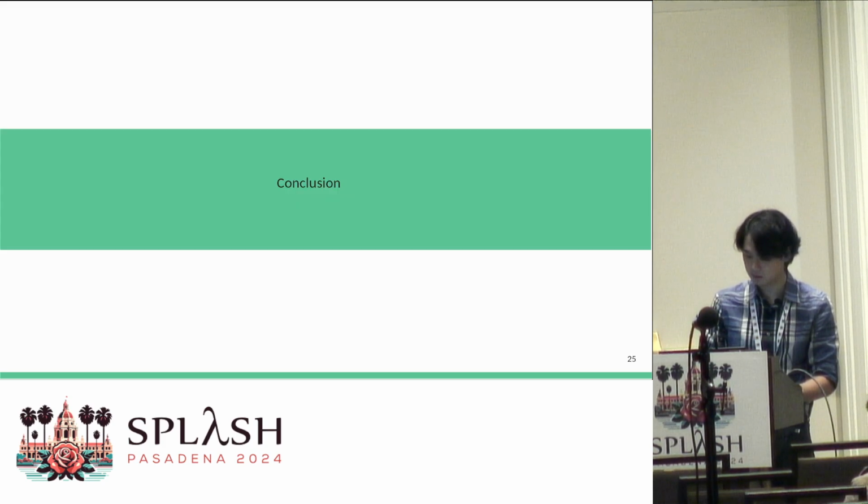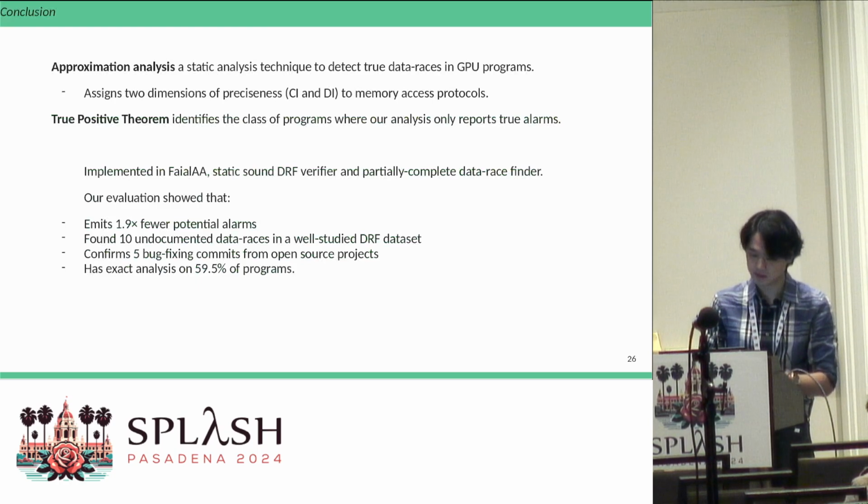So to conclude, I presented an approximation analysis, which is a static technique to detect true data races in GPU programs. It uses two dimensions of preciseness, CIDI. We established a true positives theorem, which identifies the class of programs where our analysis reports only true alarms.